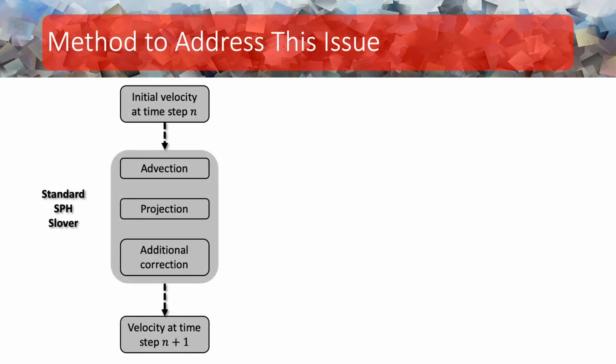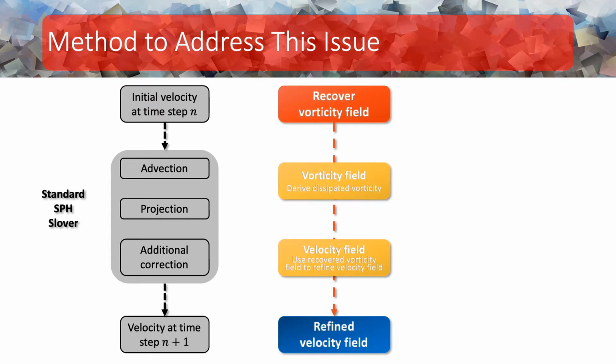Traditional SPH approach can be regarded as a certain set of computation to compute the velocity and position of each particle from time step n to n+1. Our method consists of two parts. In the first part, we compute the exact value of vorticity dissipated between two time steps. Then in the second part, this vorticity is used to adjust the velocity field in time step n+1 to eliminate the dissipation. We obtain the vorticity dissipation using velocity field before and after the SPH solver. Then the refined velocity field is used to influence the original one at each time step.